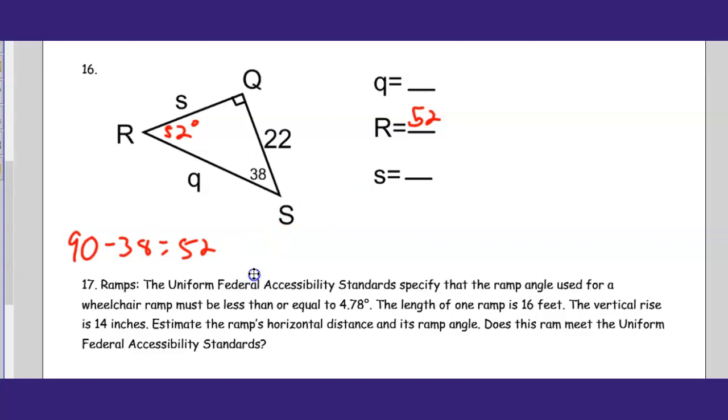Now I need to find one of my ratios. I'll find S first. So finding S, I'll use angle 38, so S is opposite. And this side right here that I'm given is adjacent, so that's tangent. So tangent of 38 equals opposite S over adjacent 22. How do I isolate the S? I multiply by 22 on both sides. And 22 times tangent of 38 is going to give me 17.2.